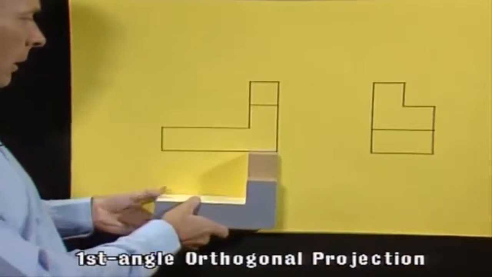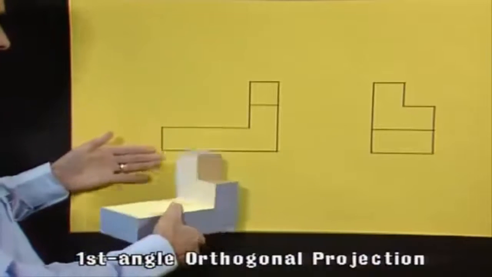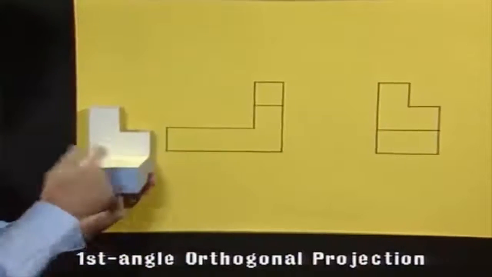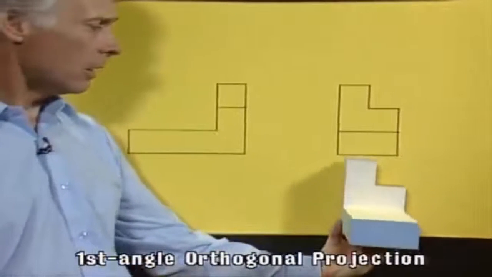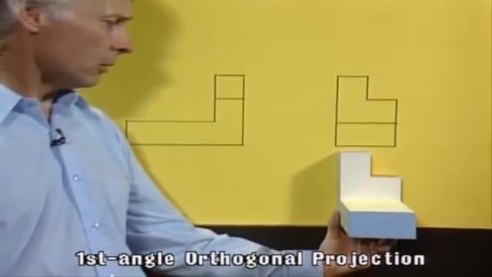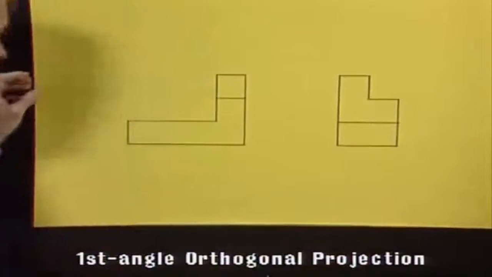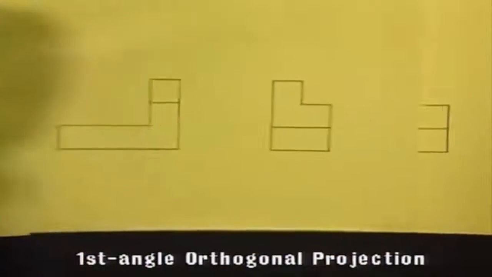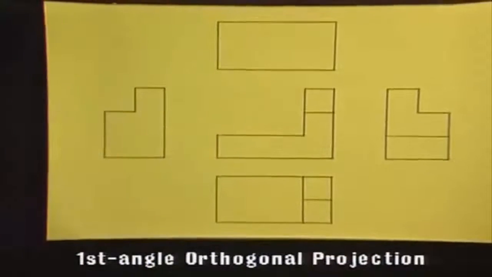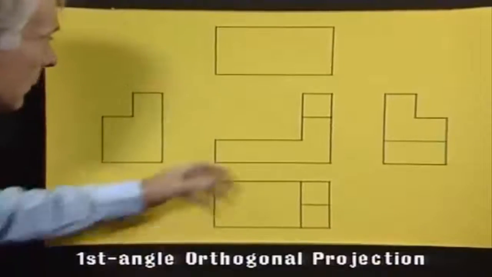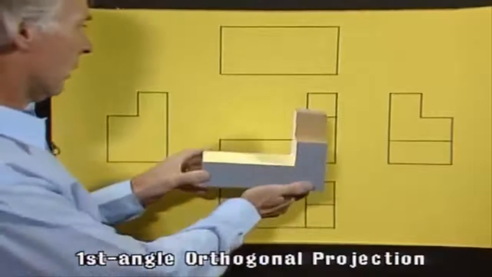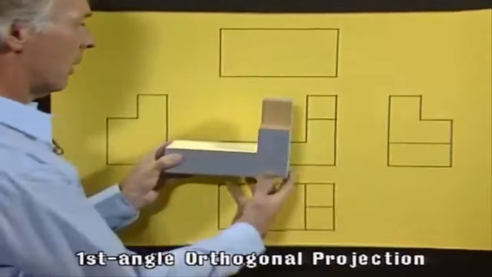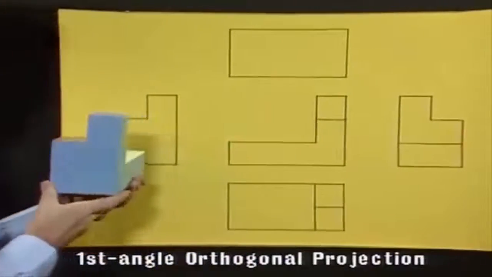A view from the left-hand side, which we're showing here, is actually projected right over onto the right-hand side in first angle projection. It's the same with all the other views. Here we've got the front elevation again. A view from the right-hand side is projected over here onto the left.